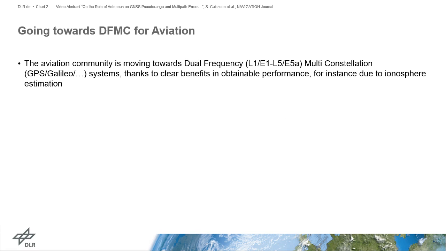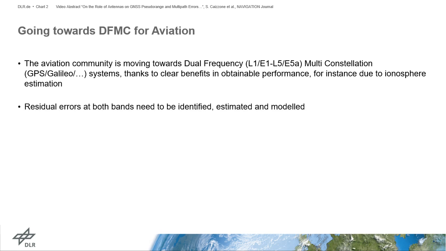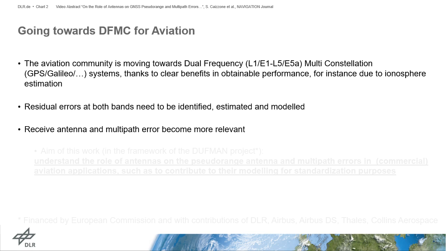The aviation community is moving towards dual-frequency multi-constellation systems, thanks to the clear benefits in obtainable performance, for instance due to the ionospheric estimation possible with two frequencies. However, residual errors at both bands need now to be better identified, estimated, and modeled. And indeed, receive antenna and multipath errors become more relevant in the final error budget.